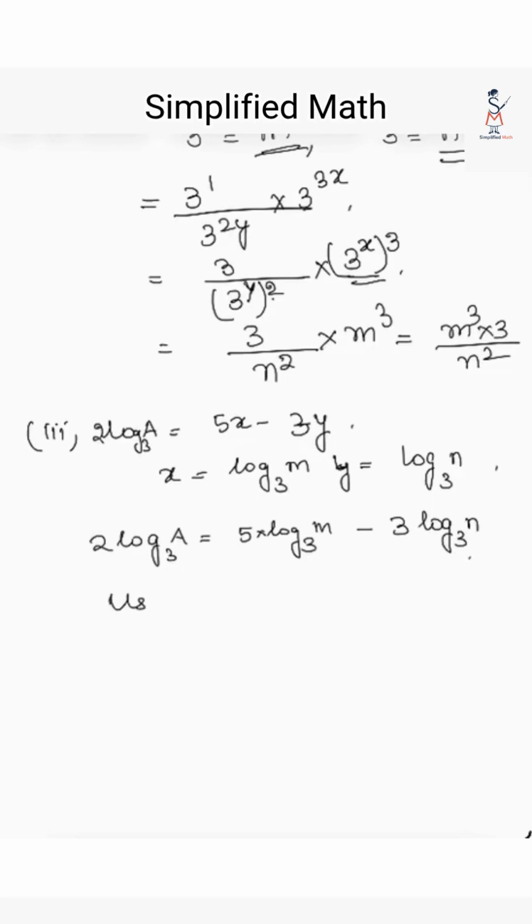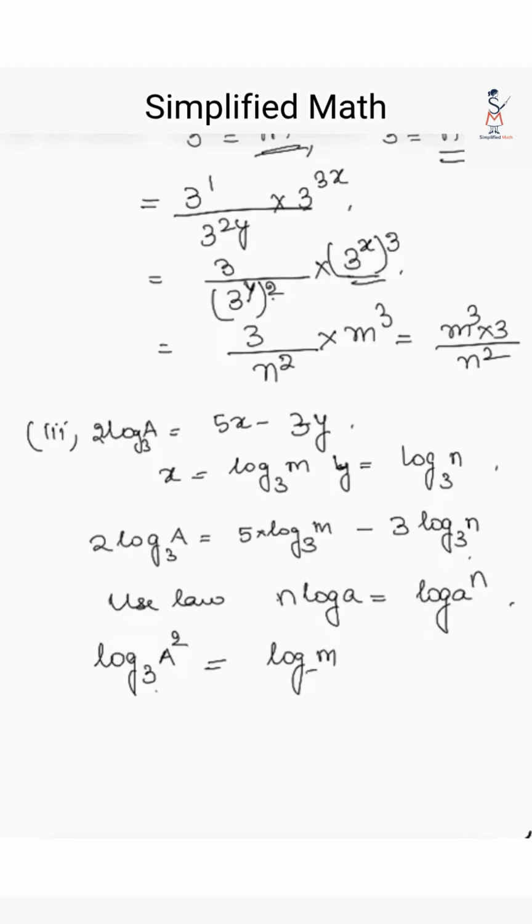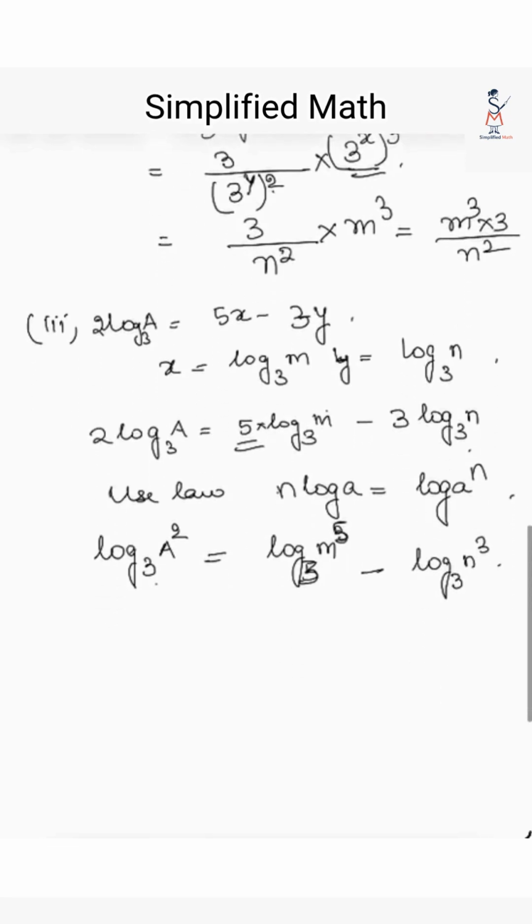Now we will use the law of log, that is n log a is equal to log a raised to the power n. So this will become log a to the power 2 to the base 3, and this will become log m to the base 3, and the power is 5 over here. This 5 goes as a power, and this becomes log n to the power 3, and the base is 3. Everywhere the base is 3.